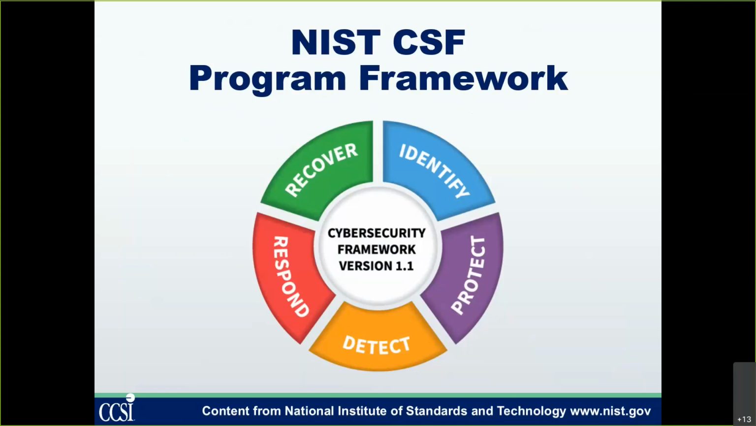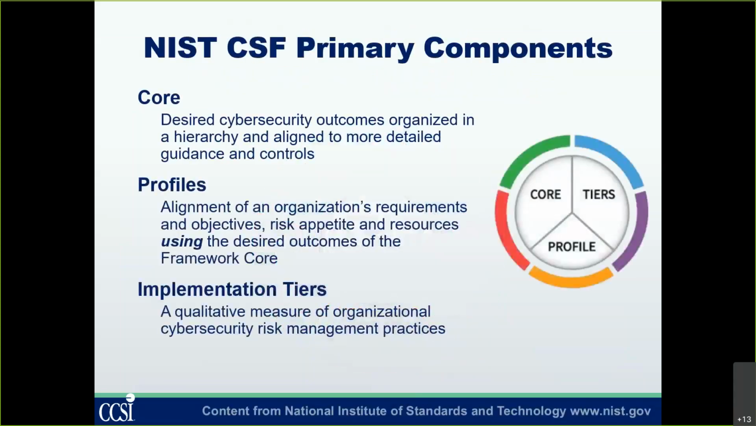But circular. So that's what happens, and it just continually goes through the course, and that is the NIST CSF in a nutshell. Part of the primary components of CSF is they call out three particular areas. One is the core, profiles, and implementation tiers. And you can kind of see how they fit into the functions. The other ones we call functions: identify, protect, detect, respond, recover.